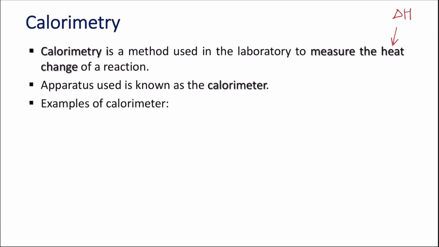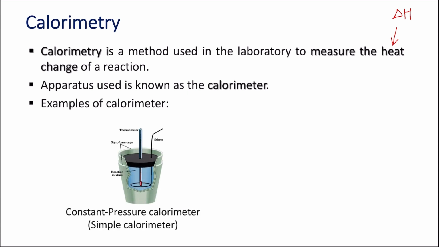Kita ada two examples of calorimeter. The first one is constant pressure calorimeter. Ini kita panggil sebagai simple calorimeter. Ini adalah contoh calorimeter yang biasanya digunakan di dalam laboratory. We can use this simple calorimeter because the heat change during the experiment tidaklah terlalu ketara perubahan dia. So that's why this is a safe apparatus to use to measure the heat change of a reaction.